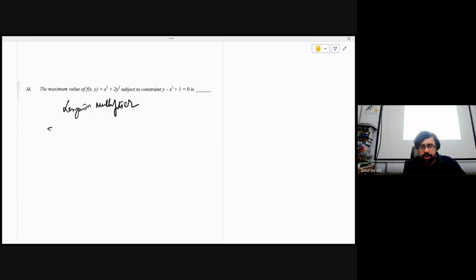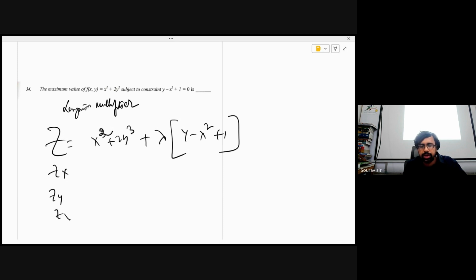Okay. So z equal to क्या लिखना है? x square plus 2y cube, I will say, plus lambda into, okay, y minus x square plus 1. And then you have to find out zx, zy, and z lambda and equate with 0 and solve for x and y.